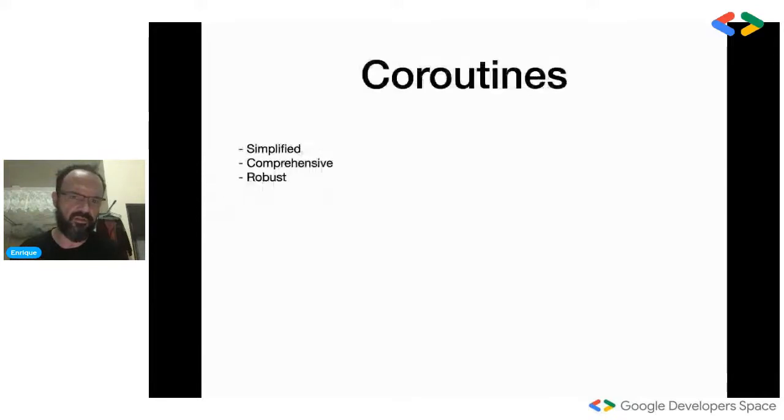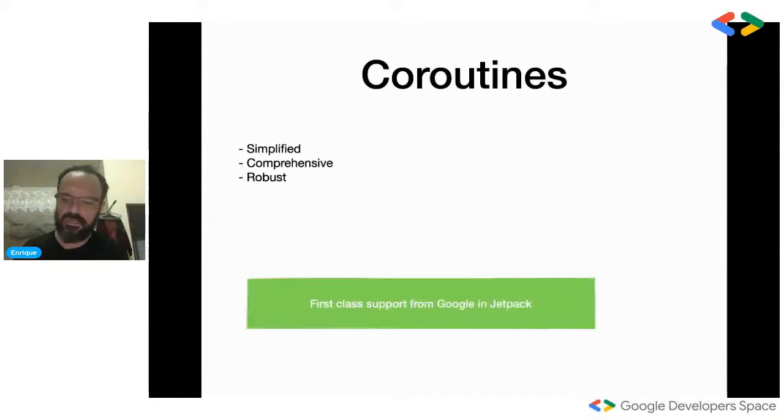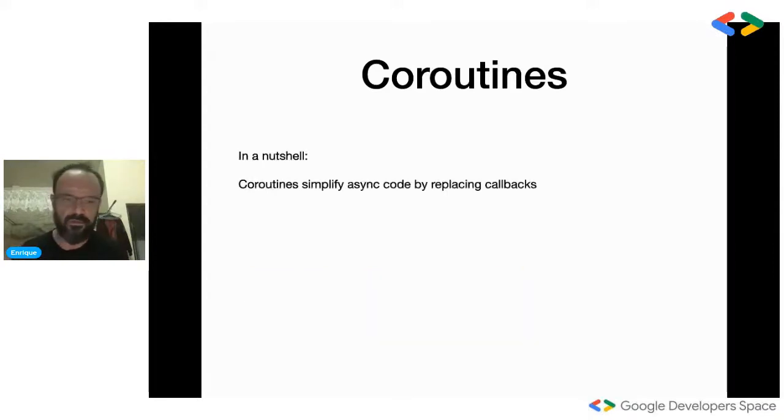And it has a learning curve to a certain extent. Coroutines are simplified, comprehensive, and robust. Of course, everybody says, my software is simplified, comprehensive, and robust. Is this true in the case of the coroutines? I think so. They also have first-class support from Google and Jetpack. But let's see with some examples if they're what they claim to be, and you will be able to take your own conclusions. So until now, in a nutshell, coroutines simplify async code by replacing callbacks.